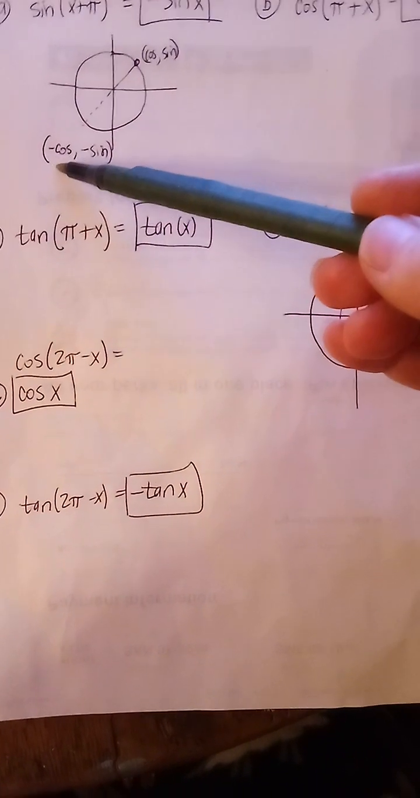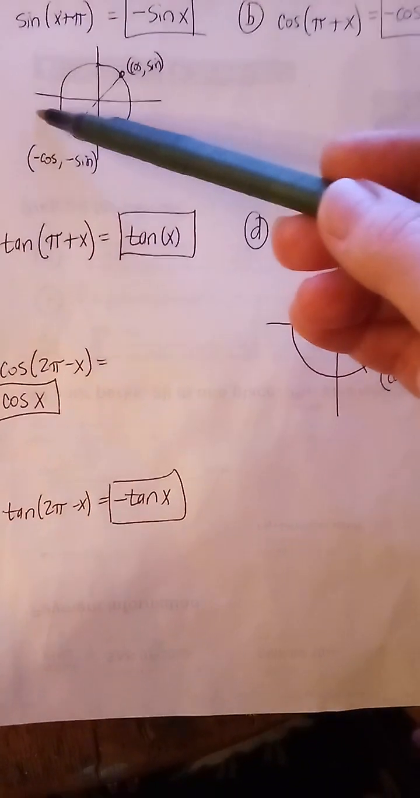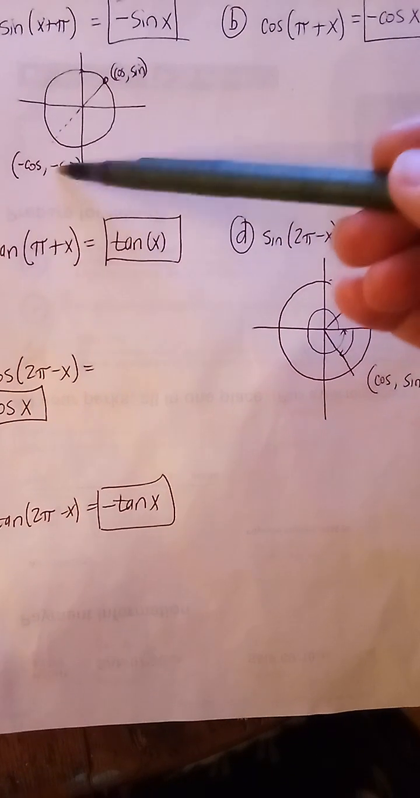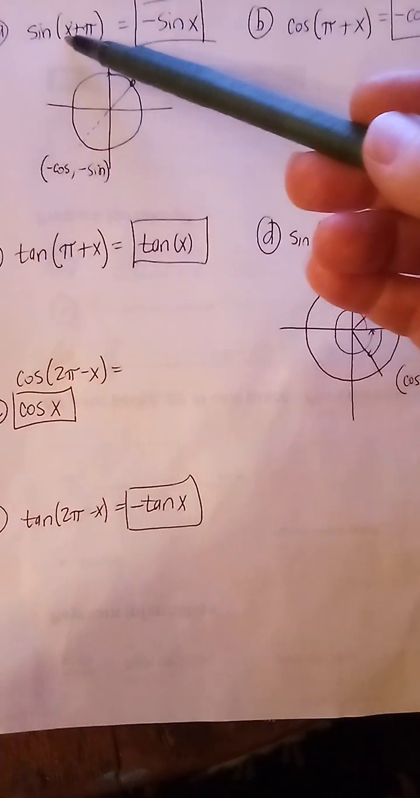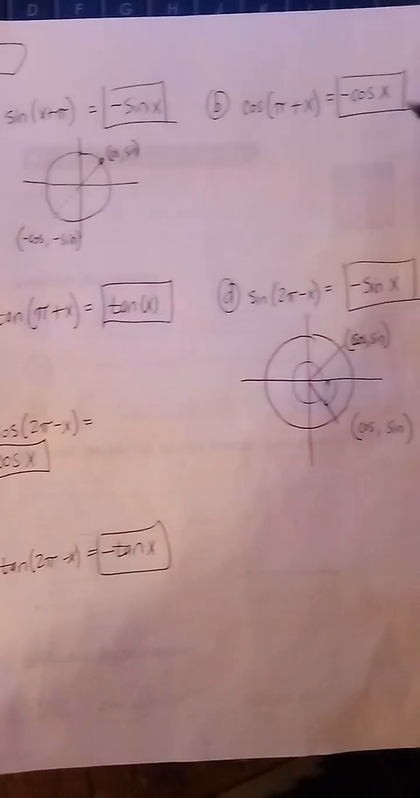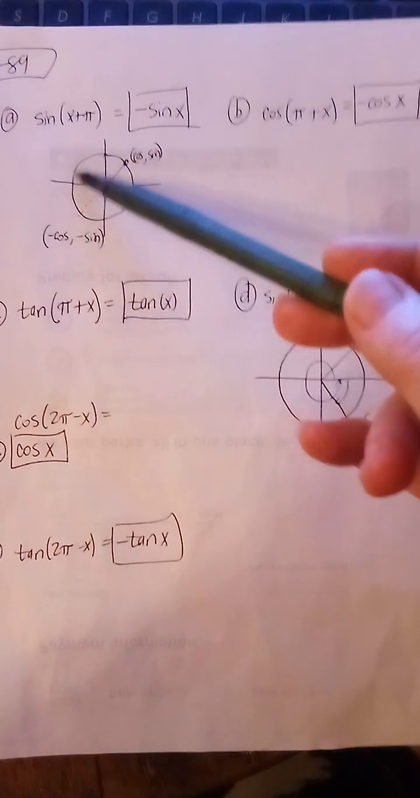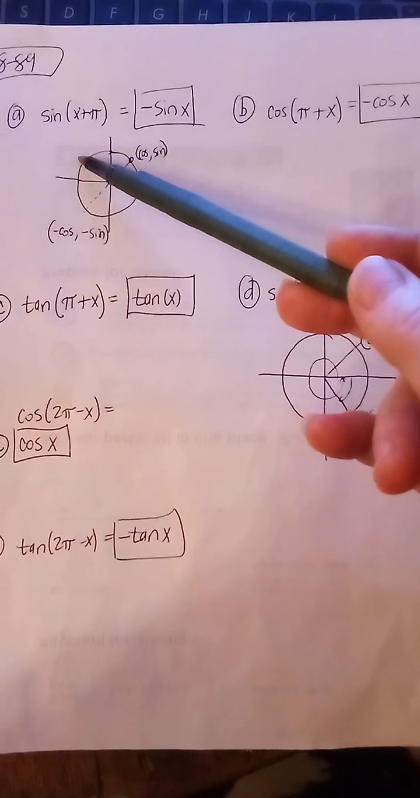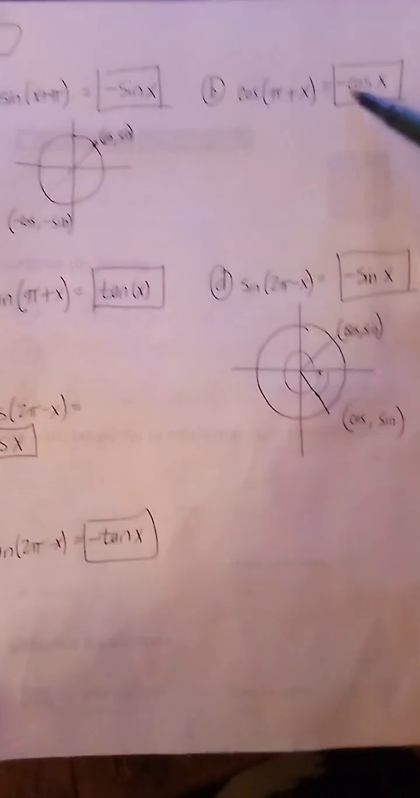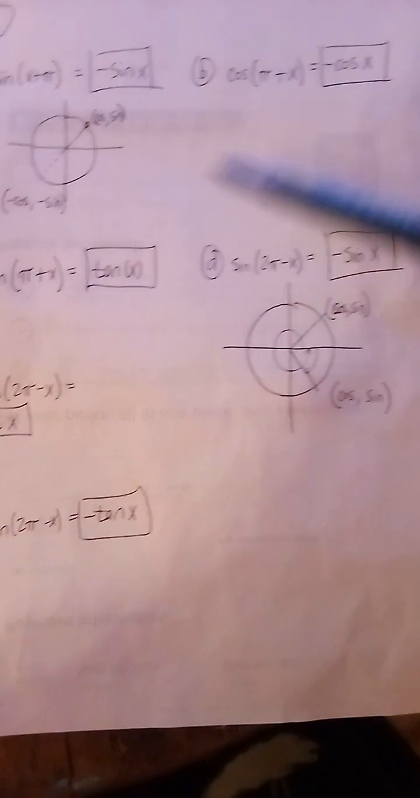So you can just see that the x's, which are cosine, are going to be negative over here. And actually, sine is also going to be negative. So we can just rewrite this as negative sine x. And same thing with cosine. If you add pi to wherever you start, you're just going to get the opposite. You're going to get cosine, but it's going to be negative.